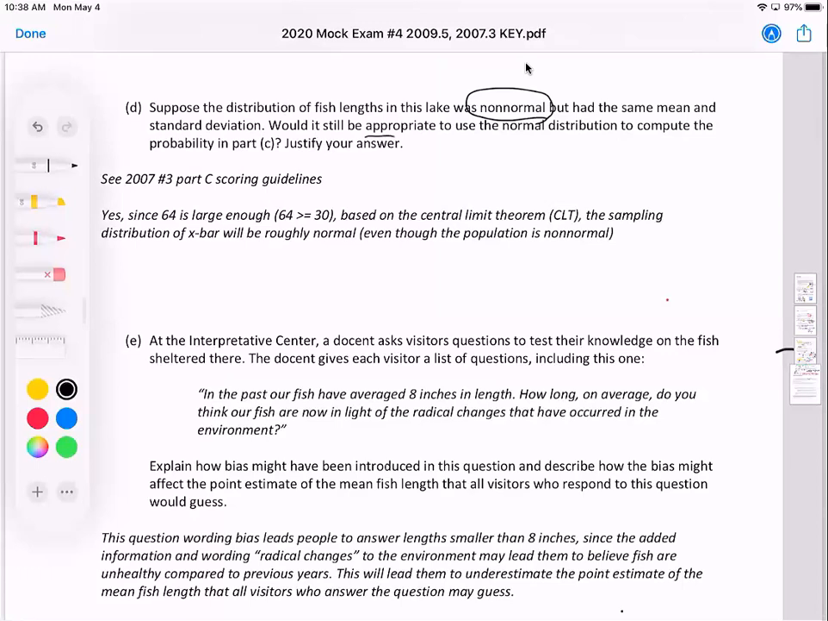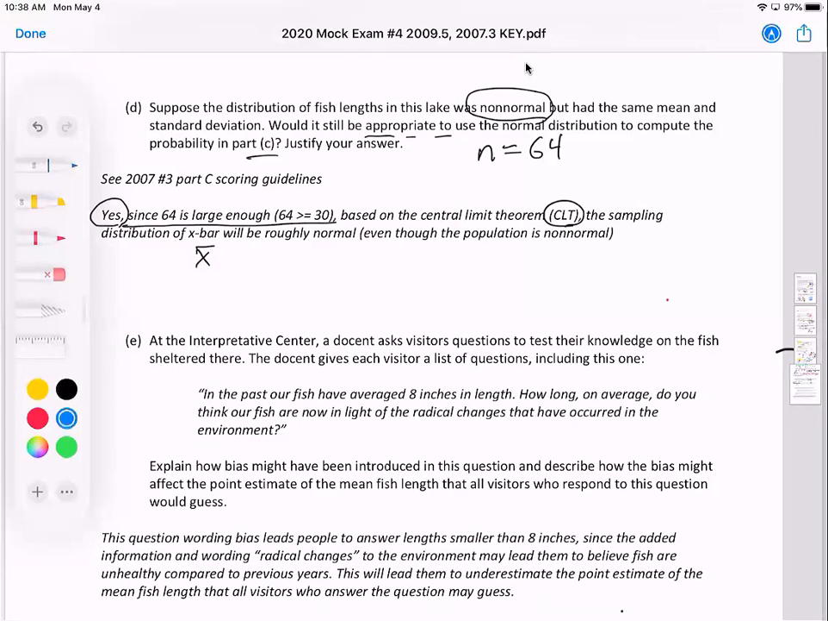the probability that we calculated in part C was using n is 64, our sample size was 64. So we would say yes to the question, 64 is large enough based on the central limit theorem. So the sampling distribution of x bar will be roughly normal, even though the population is non-normal.